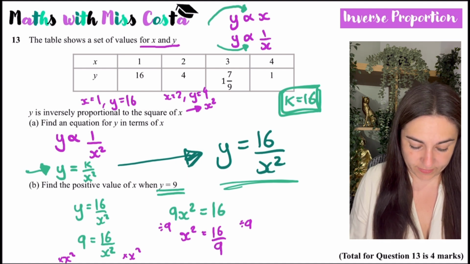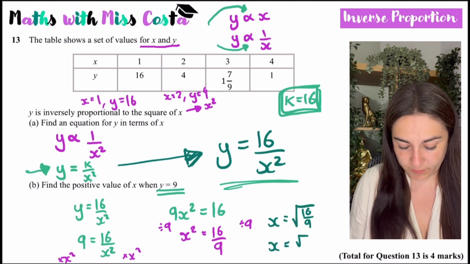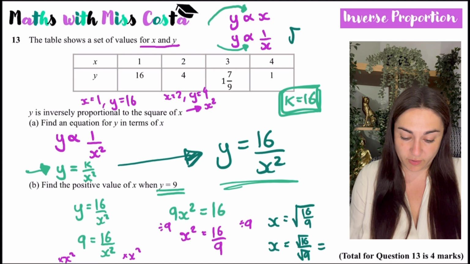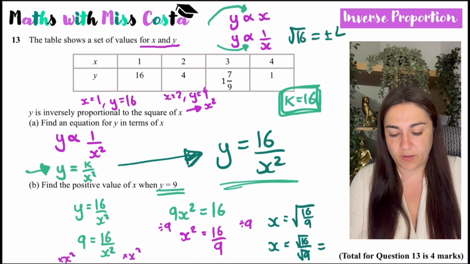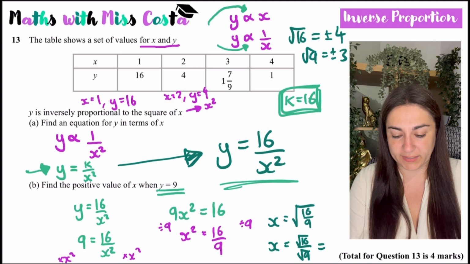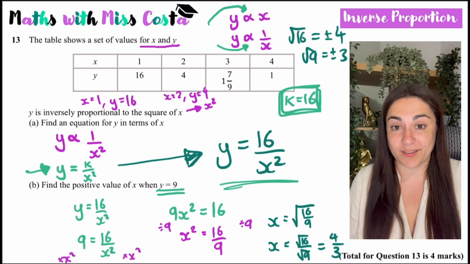And to finish it off, I need to find the square root. So x would be the square root of 16 over 9, which could be written as the square root of 16 over the square root of 9. And I only want the positive square root, so the square root of 16 could be plus or minus 4, and the square root of 9 would be plus or minus 3, but I only want this positive, so that would be 4 over 3. So x is 4/3.